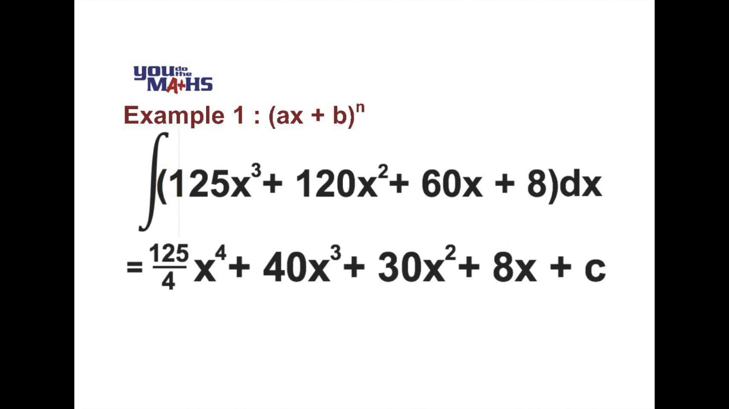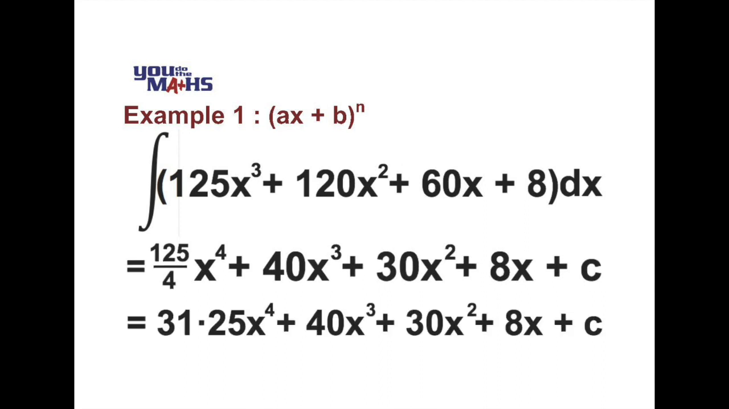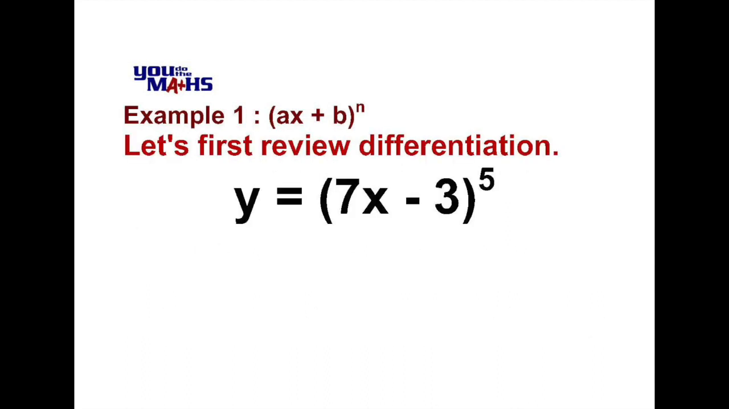All of that can be simplified to what's shown here, and the 125 over 4, because it's a simplified fraction, can be left as is, or it can be written as a decimal, as shown here in the last line of working. Still on the same theme as example 1, let's have a look at another linear expression raised to a power. In this case, 7x minus 3 to the power 5.